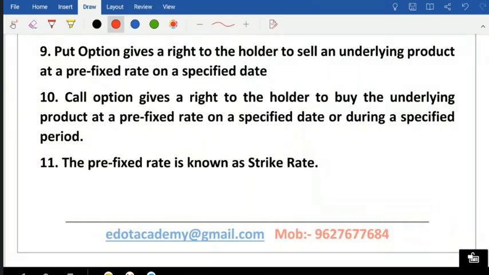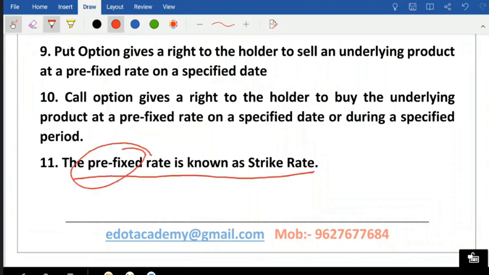Now, the prefixed rate is called the strike rate. Whenever we do the dealing, whatever rate is fixed, that is called the strike rate. It's very important, so you can remember that the prefixed rate is also called the strike rate.